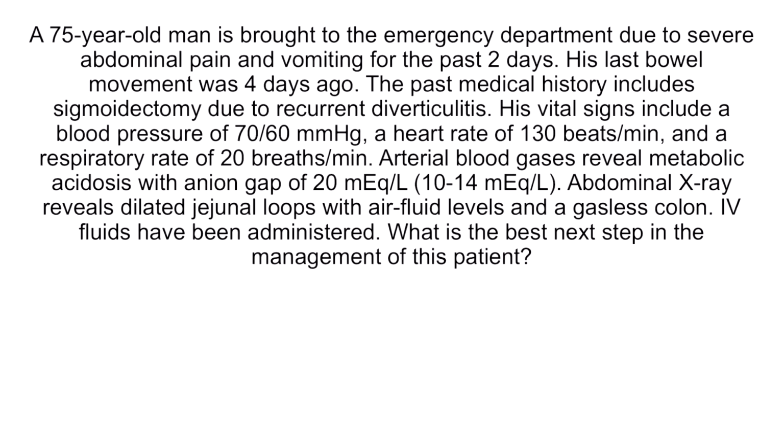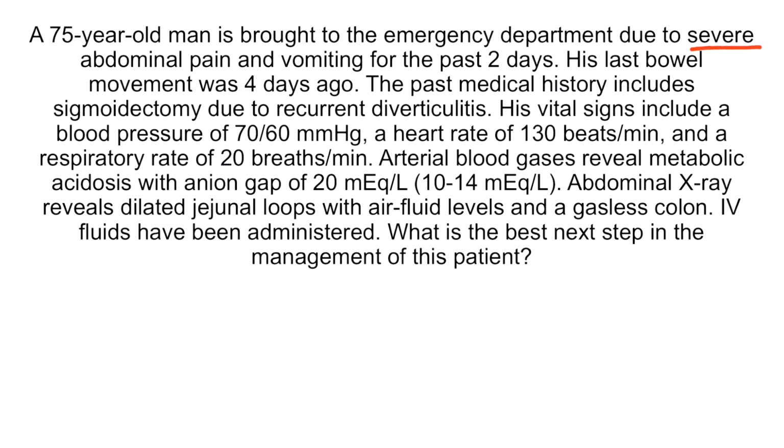A 75-year-old man is brought to the emergency department due to severe abdominal pain and vomiting for the past 2 days. His last bowel movement was 4 days ago. The past medical history includes sigmoidectomy due to recurrent diverticulitis. His vital signs include a blood pressure of 70/60, heart rate of 130, and respiratory rate of 20. Arterial blood gases reveal metabolic acidosis with an anion gap of 20. Abdominal X-ray reveals dilated jejunal loops with air fluid levels and a gasless colon. IV fluids have been administered. What is the best next step in the management of this patient?